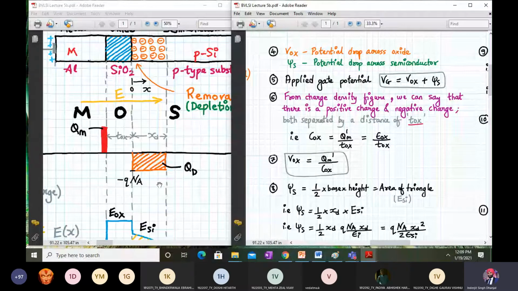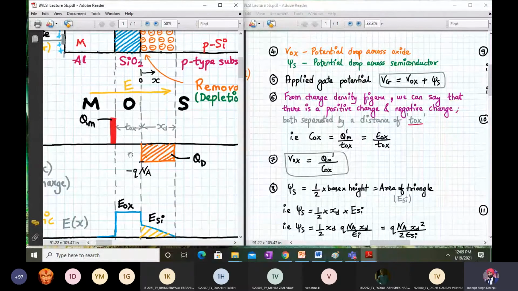So from the charge density, we can say that there is a positive charge and there is a negative charge, both separated by Tox, right? Now, what does this indicate? This indicates capacitance, because we have positive charge separated from negative charge, and in between we have an oxide layer. So we have a gate oxide capacitance Cox, which will be given by Qm dash divided by the total charge Qm dash, which also will be equal to epsilon Ox divided by Tox, which we have seen in the first lecture.